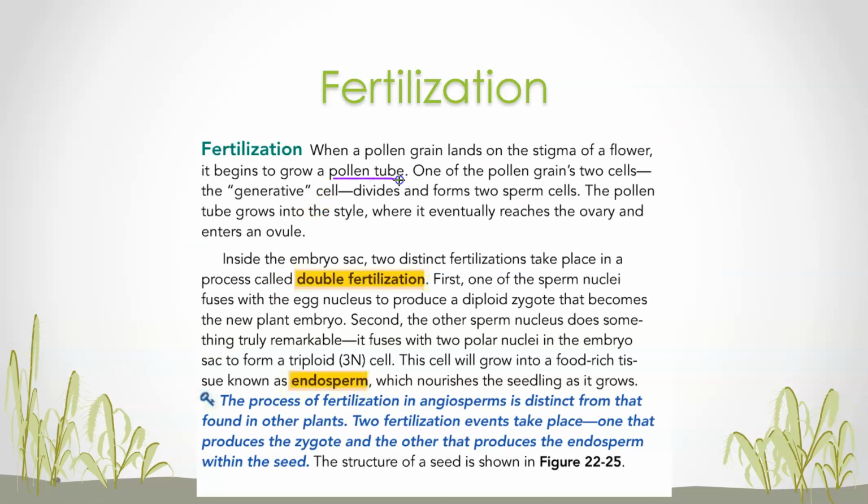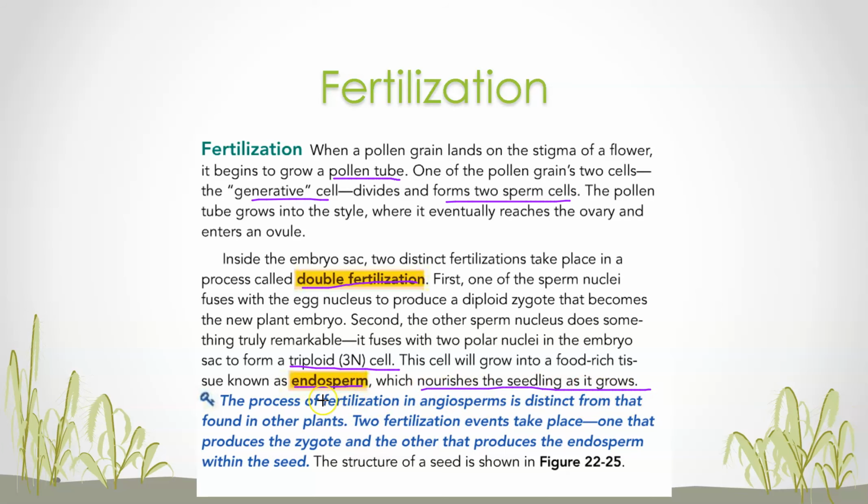This is from your book. One of the pollen grain's 2 cells, the generative cell, divides and forms 2 sperm cells. So there you go, there's the male sex cell, the gamete. The pollen tube grows into the style, where it eventually reaches the ovary and enters the ovule. And this is what's amazing about angiosperms: there's something called double fertilization. In one fertilization, egg and sperm fuse. The other fertilization fuses with two polar nuclei in the embryo sac to form a triploid cell, so 3 copies of the chromosome number, and this develops into the endosperm, which nourishes the seedling as it grows.